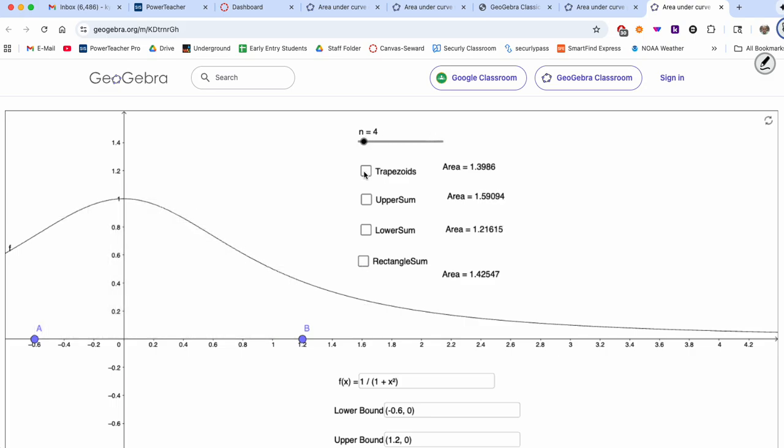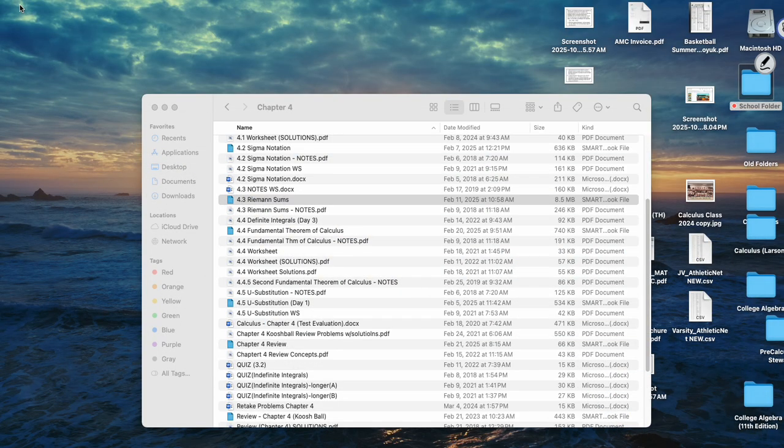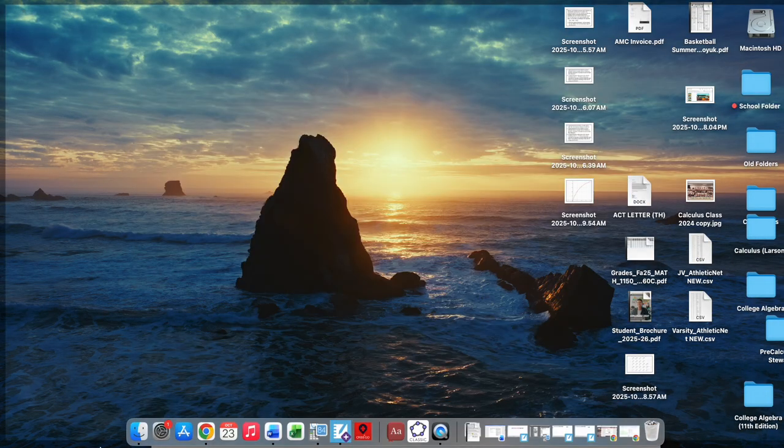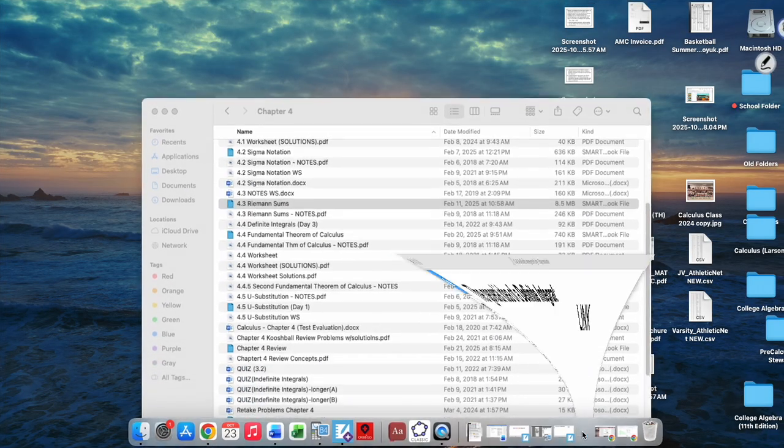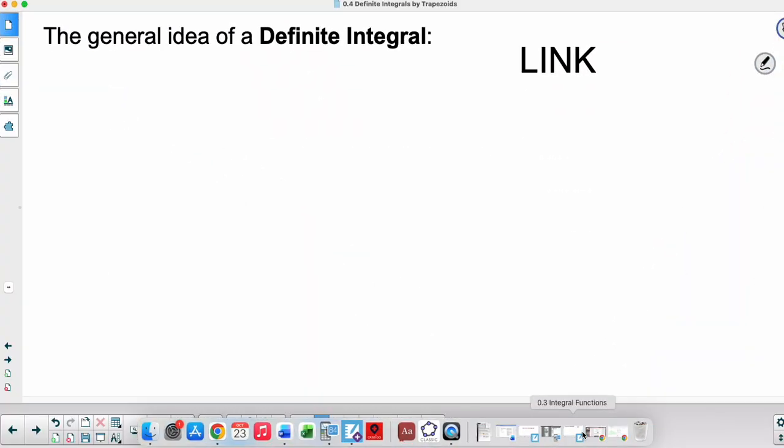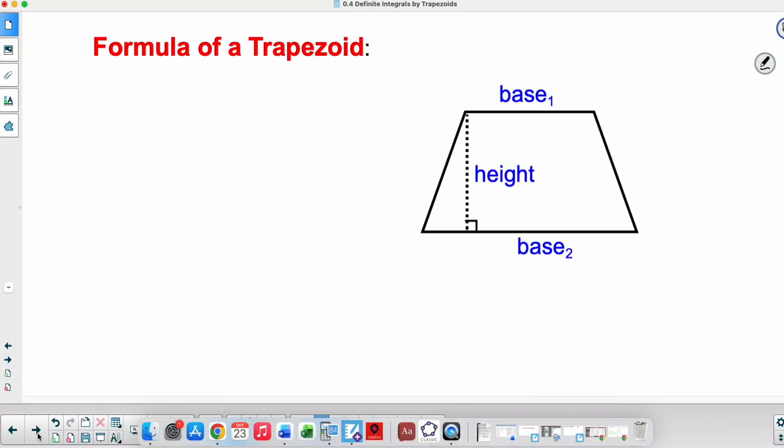But today for estimating, trapezoids work really well as a way to estimate the area under a curve. And so we're going to talk about using trapezoids to do that. And so hopefully the visual gives you a little idea of what we are doing, where we're at. So I wanted to show you that. And so let's talk about trapezoids.